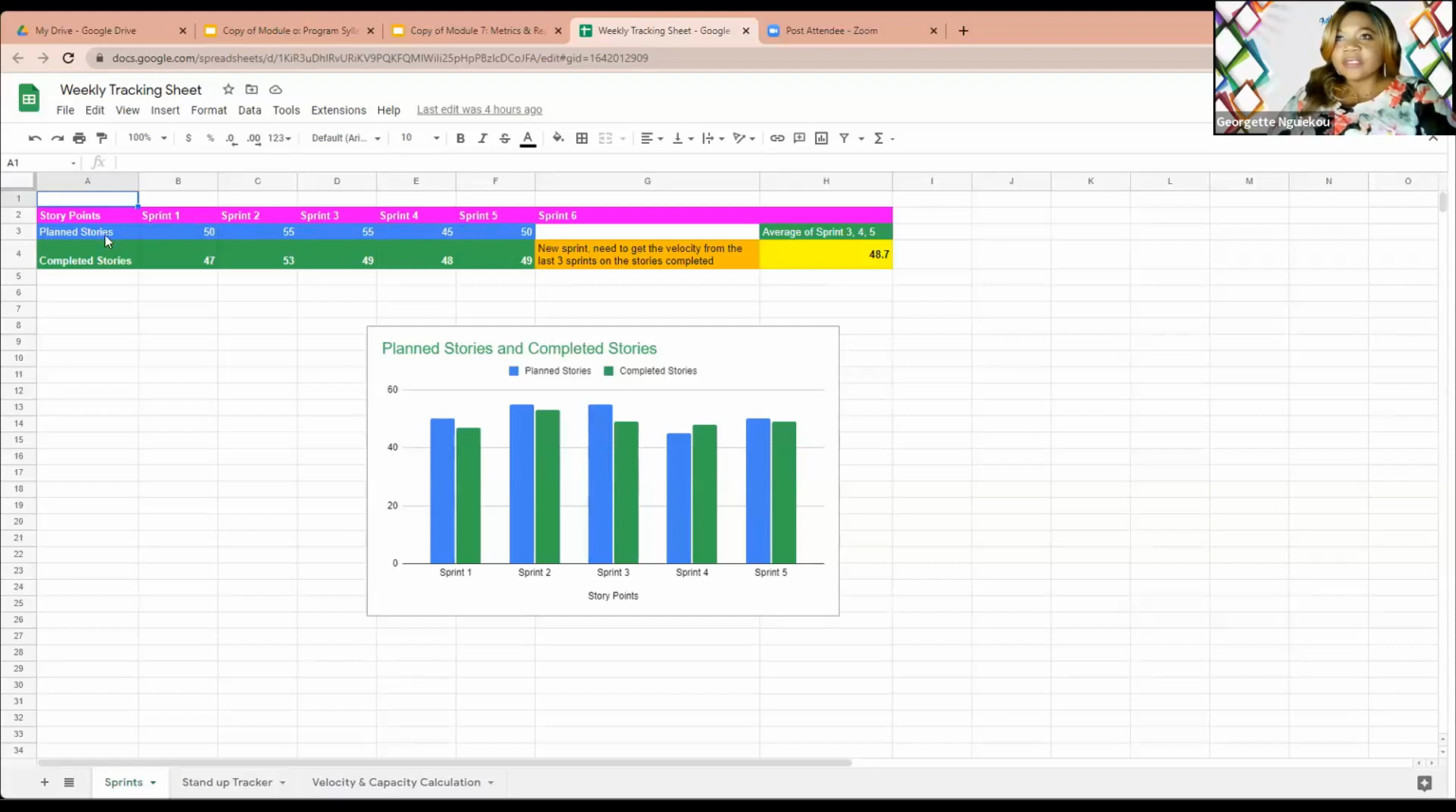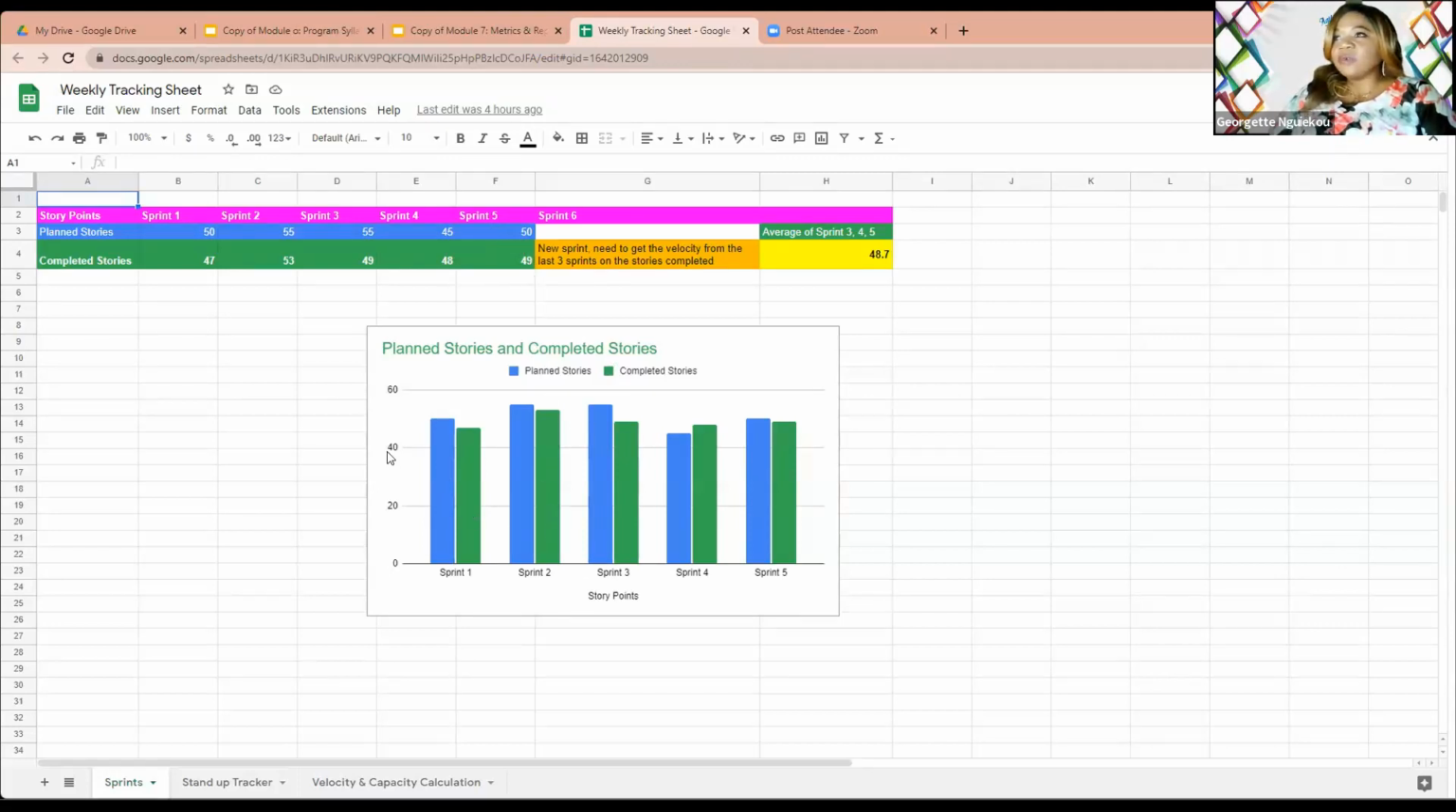Sprint 1, the team planned for 50 story points. They actually completed 47 story points. As you can see here, they planned for 50, they completed 47. Sprint 2, they planned for 55, they completed 53. Sprint 3, they planned for 55, they completed 49. Sprint 4, they planned for 45, they completed 48. And Sprint 5, they planned for 50, they completed 49.